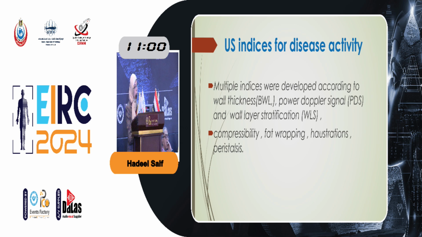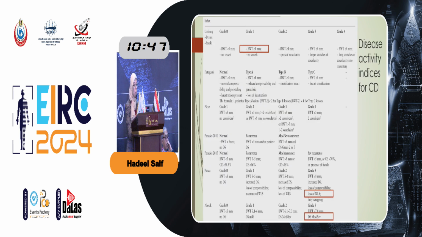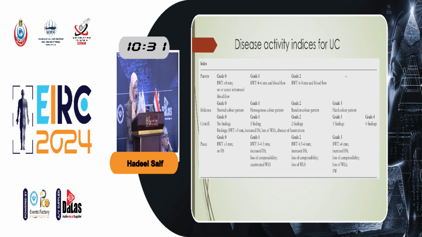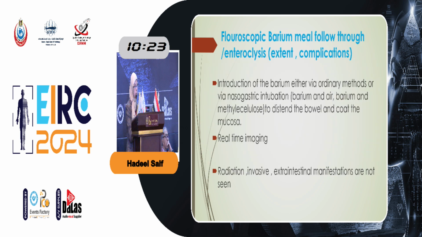So to sum up, the ultrasound indices for disease activity include the bowel thickness, the bowel Doppler signal, wall stratification, in addition to the compressibility, the fat wrapping, haustration, and the presence of peristalsis. Multiple indices were generated by multiple authors in order to detect the disease activity, so it is a very important data to delineate in your exam, depending on the bowel wall thickness, the stratification, and the bowel Doppler signal. Another disease activity scoring exists for ulcerative colitis, also depending upon the previously mentioned factors.